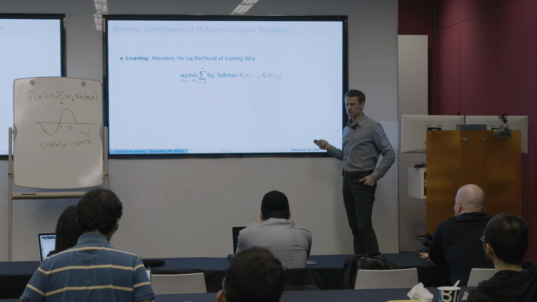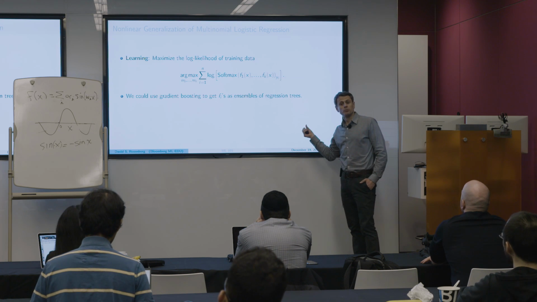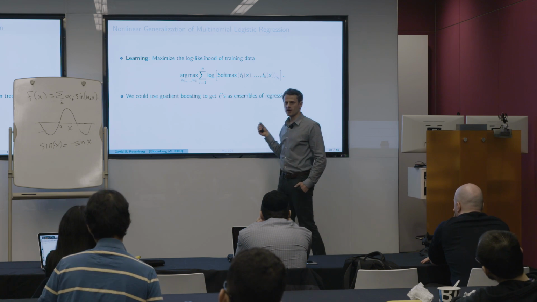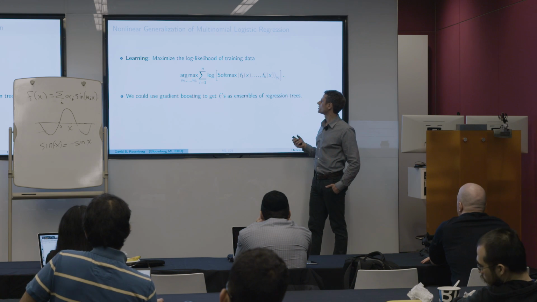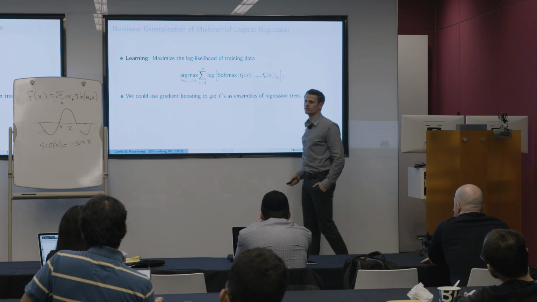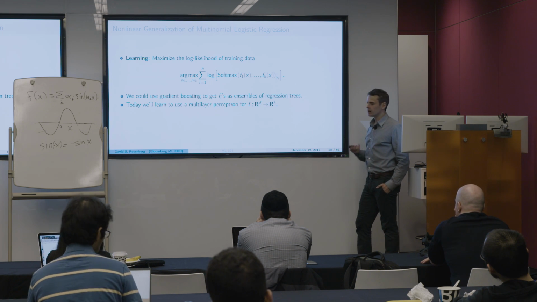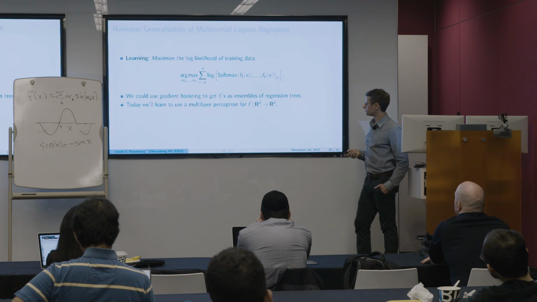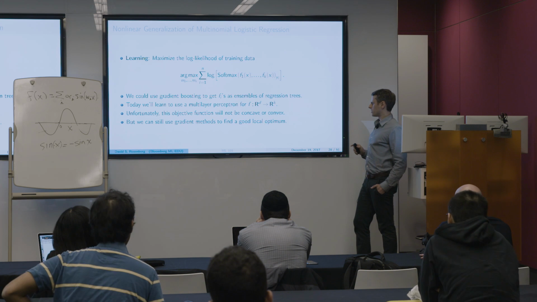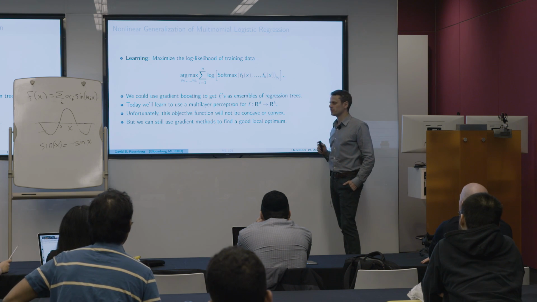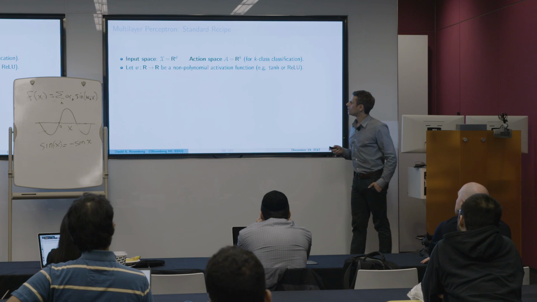And just as before, we could do maximum likelihood. We could use gradient boosting for this. We didn't specifically talk about multinomial, but that would be an interesting exercise. So we can learn the f_i's as ensembles of regression trees. But today we're going to talk about using multilayer perceptrons for the f. This won't be convex or concave, but the gradient methods will give us a good enough optimum. So let's look into some details.